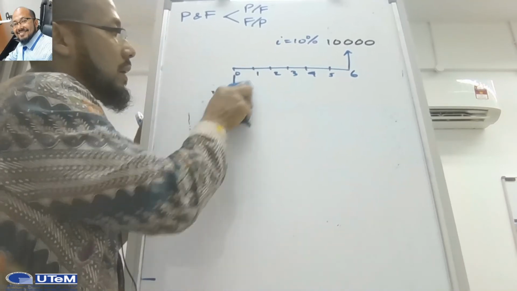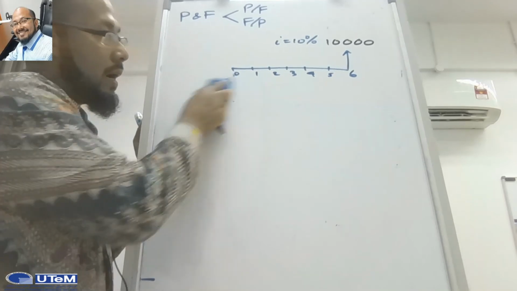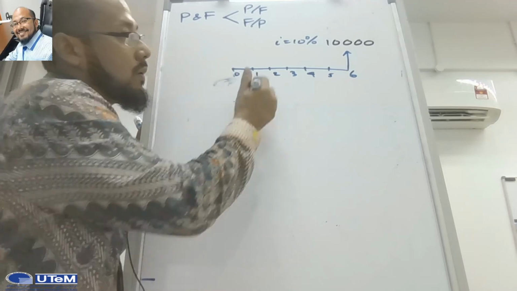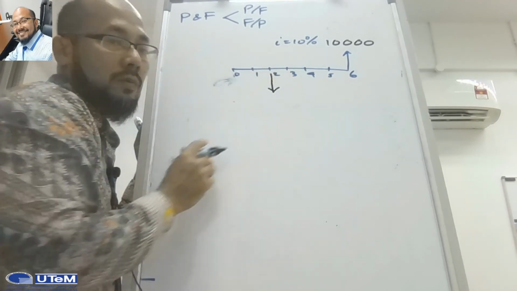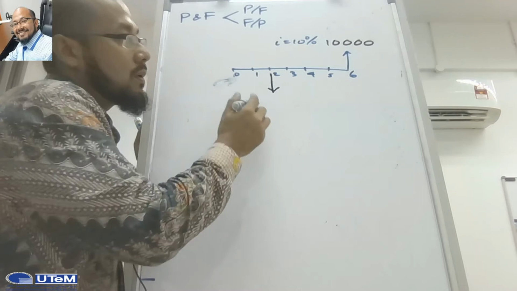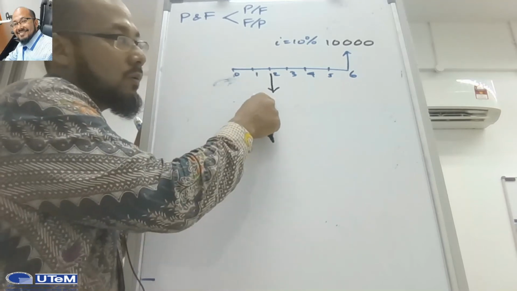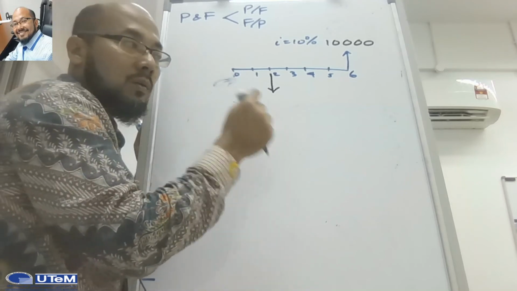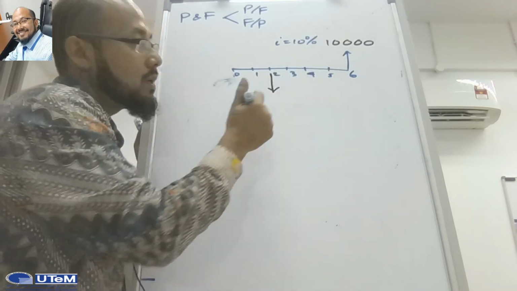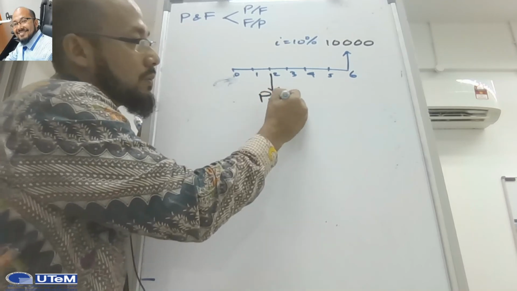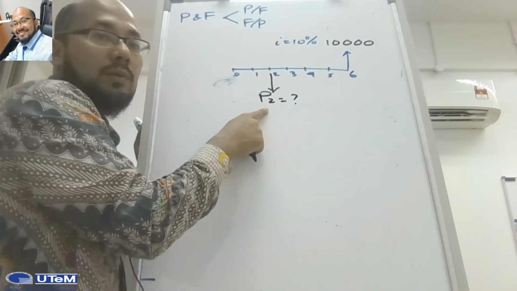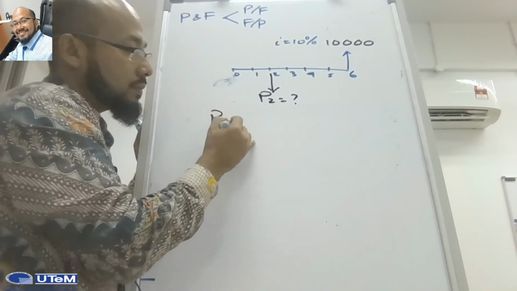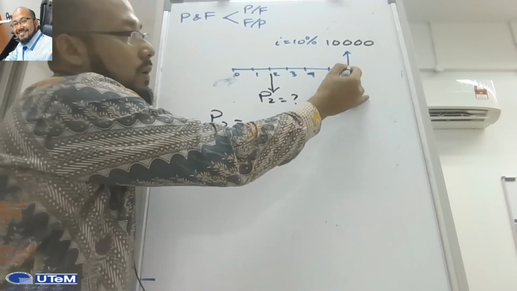So we take another example, still on the single payment factor, P and F. Let's say that now I change my plan: I don't want to deposit my money now, but 2 years from now, meaning at year 2, and I want the total money in my account to be 10,000. So what is my value at P2? How do we solve this problem? Again, we want to find P2, given the value at year 6.